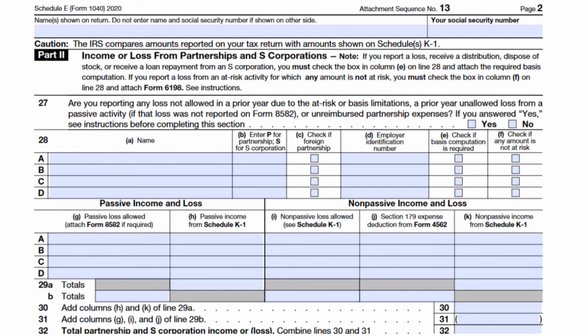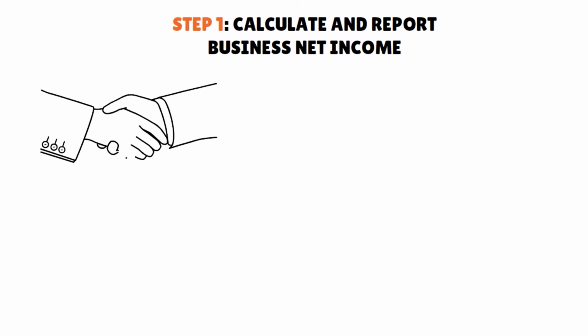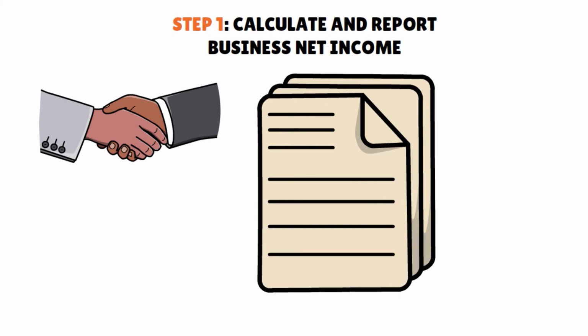I think I've spoken about that, the distinction between passive income and non-passive income. So if your business is a partnership, multiple member LLC, or S corporation, there is a 3-step process to reporting your income as a partner or owner. Step 1, you have to calculate and report business net income. We already talked about that. Remember, the partnerships and multiple owner LLCs calculate and report business income and expenses on Form 1065. And on that form, they show total income, expenses, and net income.